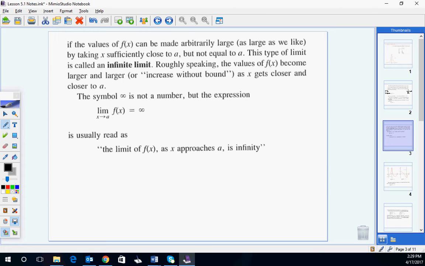So this type of limit is called an infinite limit. Roughly speaking, the values of f of x become larger and larger as x gets closer to a. The symbol infinity is not a number. We usually read this as the limit of f of x as x approaches a is infinity. In the case that we just did, we were talking about 0.